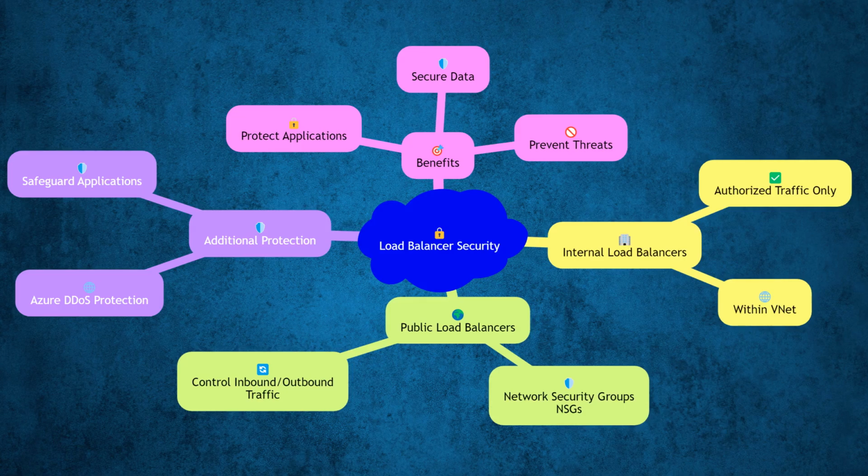When configuring load balancers, security is a crucial aspect to consider. For internal load balancers, ensure that only authorized traffic within the VNet can access the backend VMs. For public load balancers, use network security groups, NSGs, to control inbound and outbound traffic. Additionally, consider using Azure DDoS protection to safeguard your applications from distributed denial of service attacks. Implementing these security measures helps protect your applications and data from potential threats.